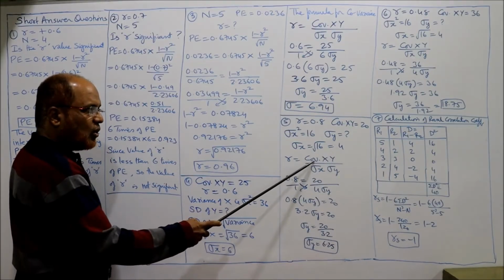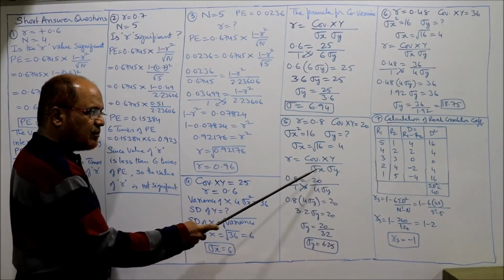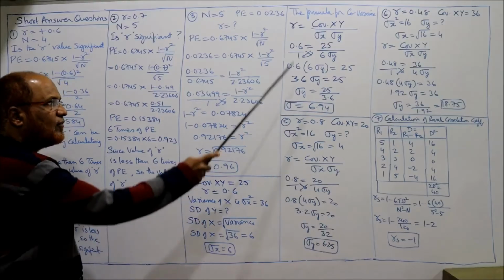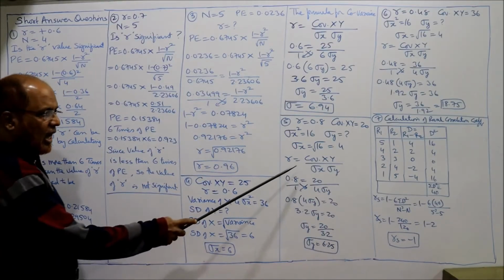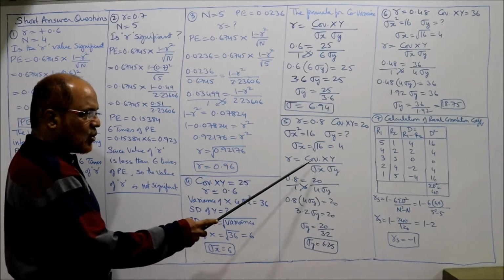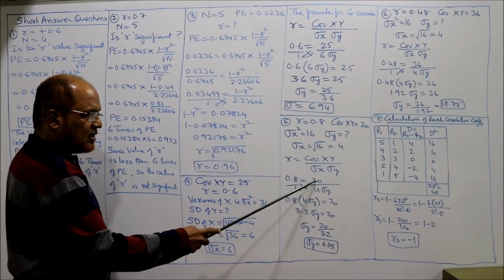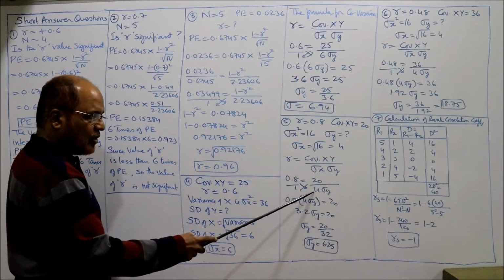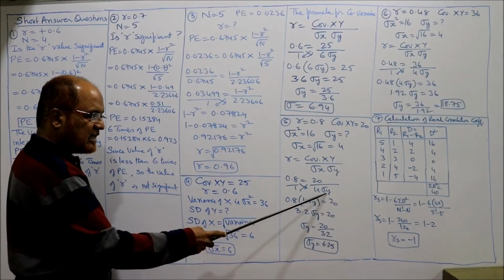So r is equal to covariance of x and y divided by sigma x into sigma y. This is the formula for correlation. So r is given in the problem, 0.8. Covariance is given in the problem, 20. Sigma x is given in the problem, 4. Sigma y we have to calculate.